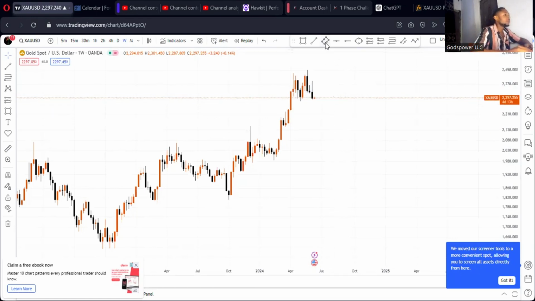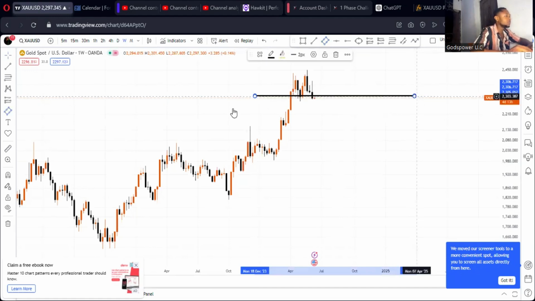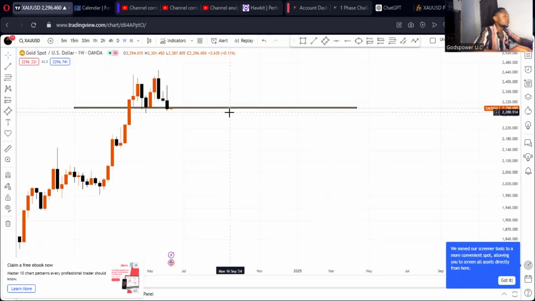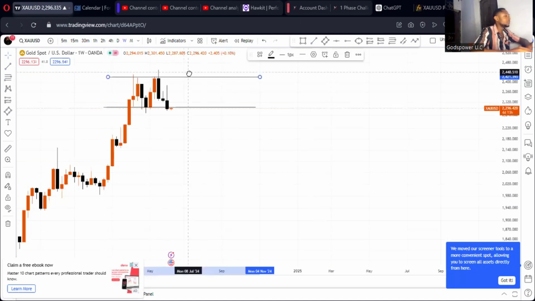Let's start marking out our zone. So from this right here, I can see a zone around here. Let me make it as small as possible. Zoom out. I can see a zone around here. Let me use my trend line too. So I can see this zone around here, right? And you can see that gold has already broken that zone.